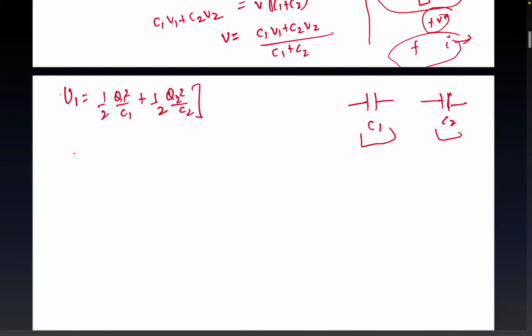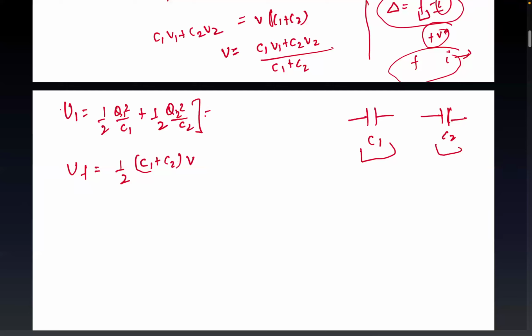Okay. What is the final energy? Half times C1 plus C2 multiplied by V. It's up to us in which equation we are interested in. So you can also rewrite the same thing as half C1V1 plus half C2V2. Clear? Okay, you can write this same thing. What is the value of V?